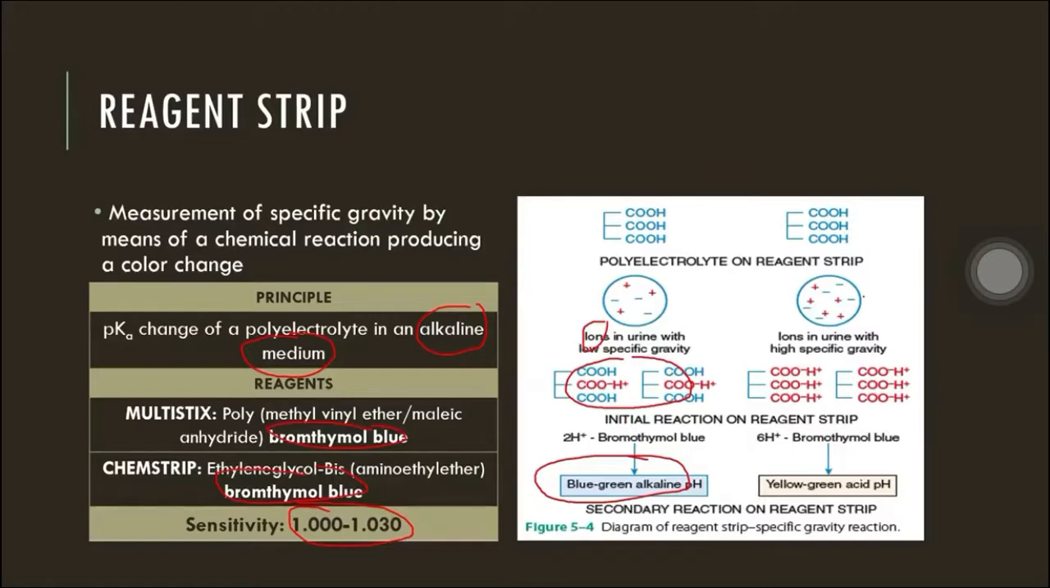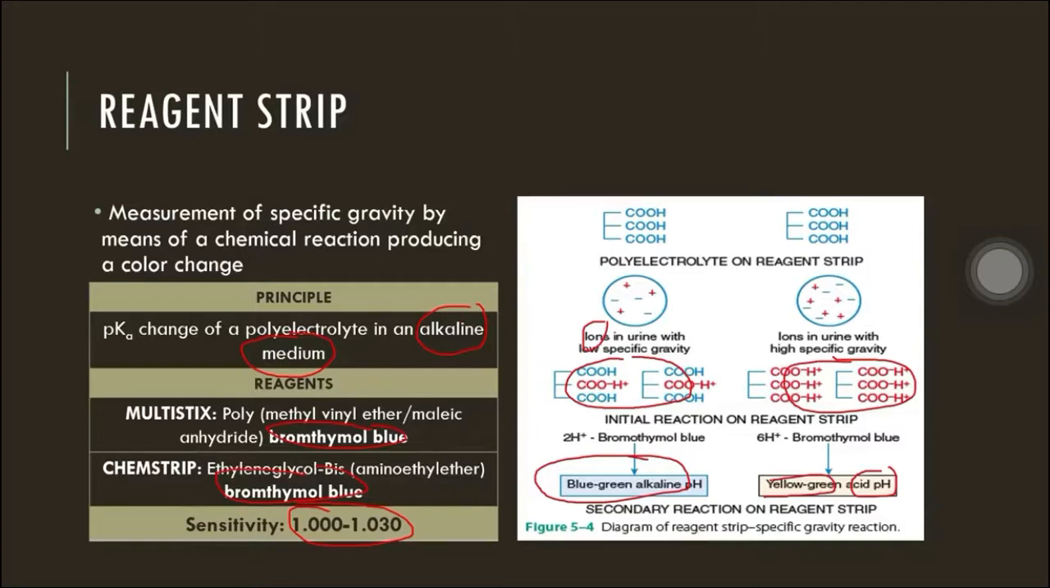What if there are more ionizing substances or ions present in the urine? Since there are many positive ions, they attach to the polyelectrolyte. If there are many H ions, recall from basic chemistry that H ions are acidic in nature. Since there are many H ions, the pH becomes acidic, so the color changes from blue-green to yellow-green.